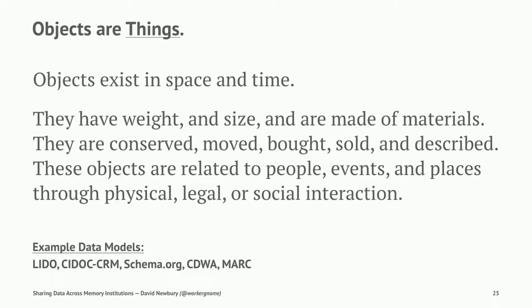So first, I'd like you to imagine an object as a thing. We've got a vase, we've got a painting, we've got a book. It's a real thing. It exists in space and time. It's got weight, it's got size. And people like me have worked on data models that describe objects as things. The CRM, which we've talked about a lot over the past 2 days at the museum here, is one way. So is schema.org, so is CDWA, so is MARC. These are ways that you describe physical objects.